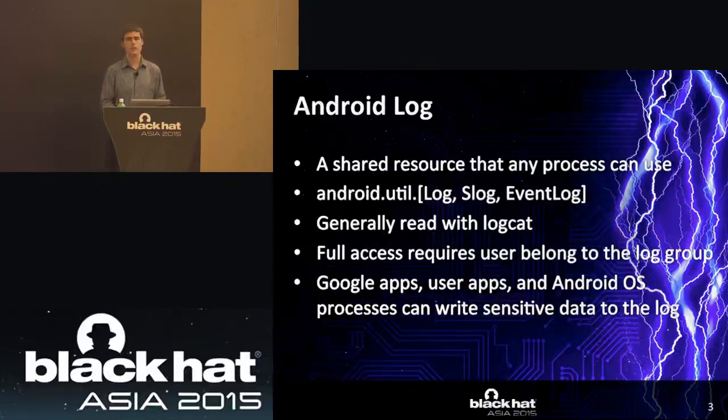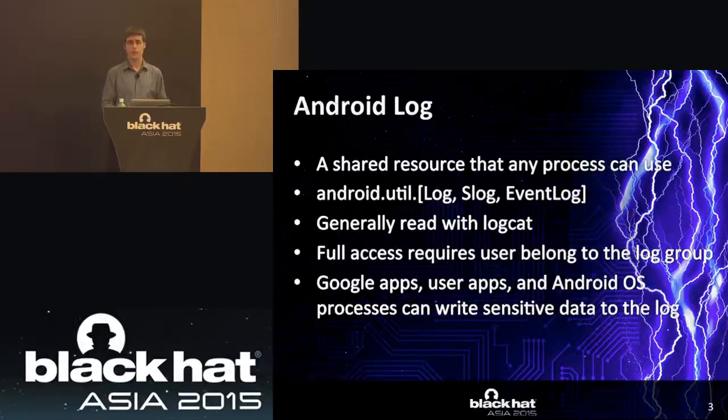You use it using the standard Android API. It's android.util.Log for the main log, Slog for the system log, and EventLog for the event log. And also if you use certain log tags, it will go into the radio log. Generally, you read it with logcat, which will look at the log buffers and translate them from binary to plain text format because it's easier to work with.